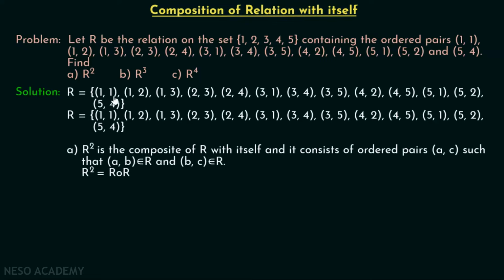Now you can compare this first ordered pair with this second ordered pair in this relation. Treat this relation as a separate relation. Here we have (1, 1), here we have (1, 2). As you can see, the second element of this ordered pair is matching with the first element of this ordered pair. Therefore, we can include (1, 2) in relation R o R. Similarly, we can compare (1, 1) with (1, 3), and here you can see that the second element is matching with the first element. Therefore, we must include (1, 3) in relation R o R.